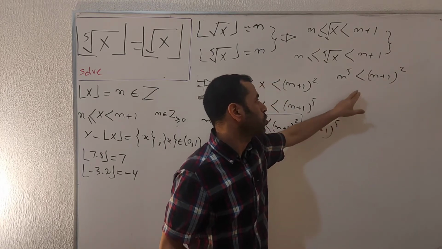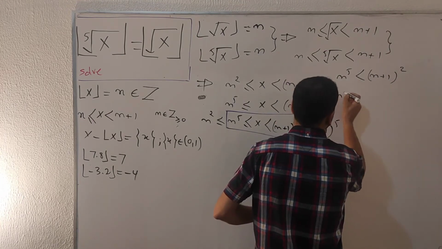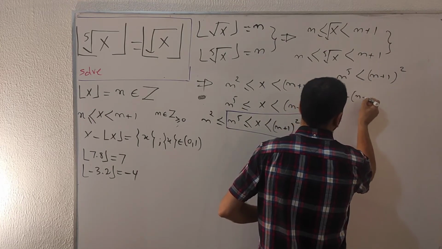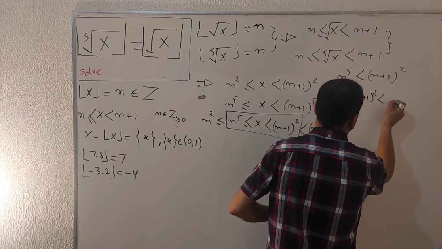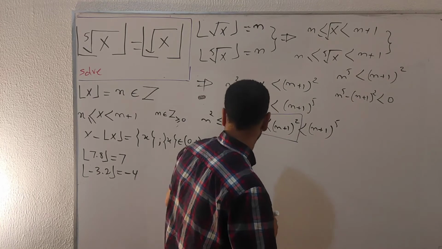Okay, so I'm going to check the sign of this one by calculating the difference, which is n to the fifth minus (n plus 1) squared, strictly less than 0. Okay, let's define a new function.